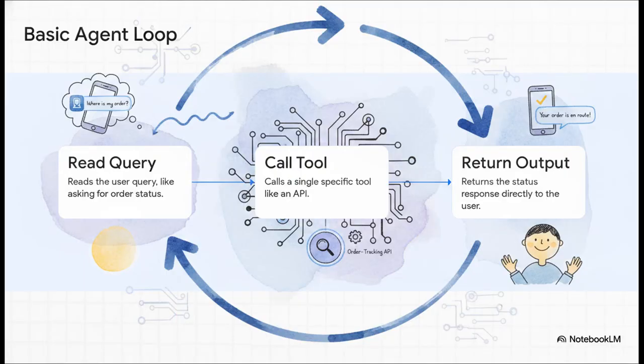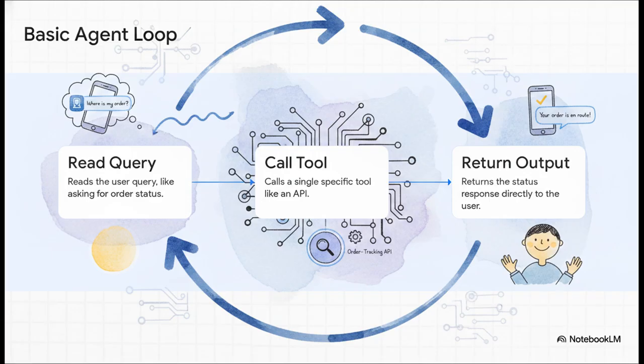Picture a basic customer support AI. Step 1, it reads the user query, something like, "Where is my order?" Step 2, it decides to call a specific tool, which in this case is a company's order tracking API. And Step 3, it returns the status response to the user. That's it. It's a single request and response cycle. One decision, one tool call, and the loop is closed.